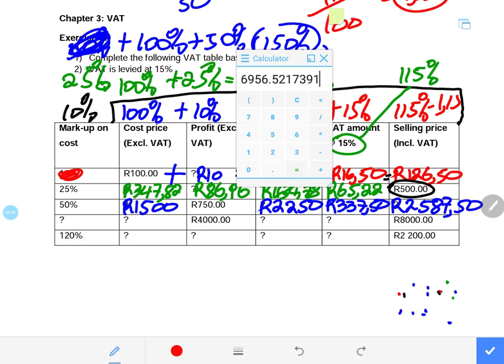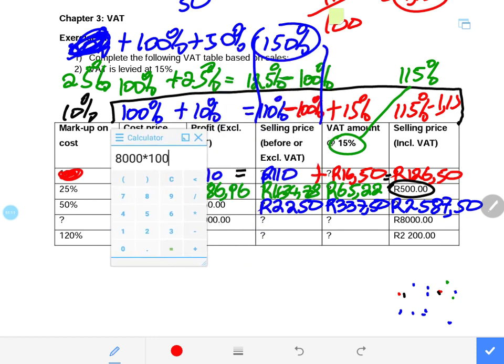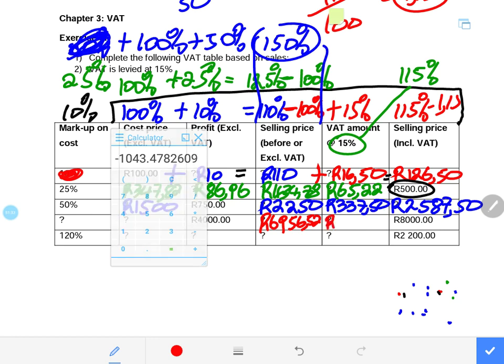Now, very important to note the difference between the two. The difference between the two is our VAT amount of 1,043.48, rounding off to 2 decimal places. Then we could have said 8,000 times 15 divided by 115. That will be 1,043 rand 47 or 48 cents. So we get to the same amount of VAT. It doesn't matter how you calculate it. I'm just showing you all these dynamics.